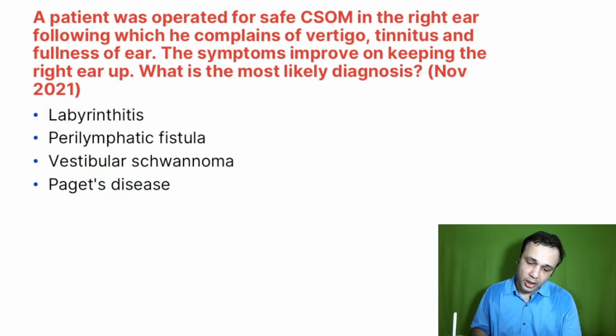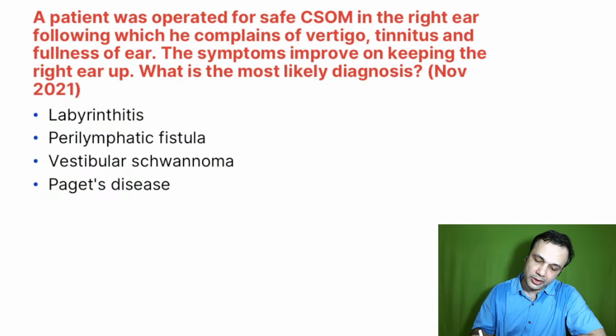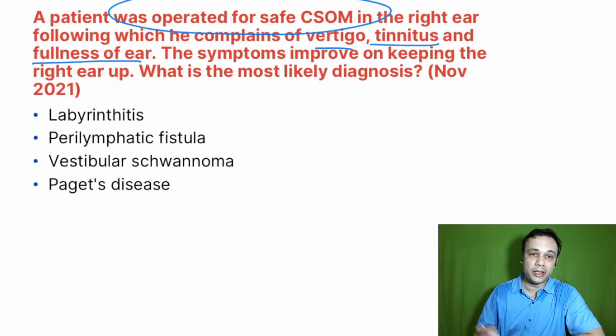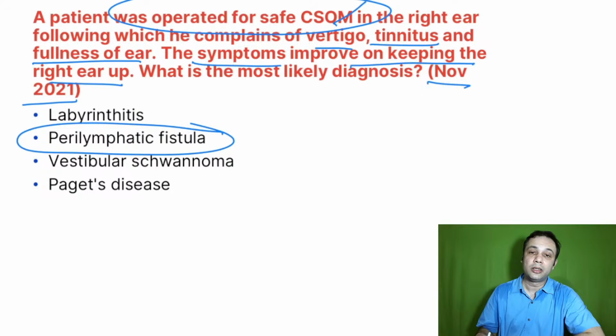Okay, a patient was operated for safe chronic suppurative otitis media in the right ear, following which he complains of vertigo, tinnitus and fullness of the ear. You will see surgically operated, so straight away the diagnosis goes in favor of a perilymphatic fistula. This was asked way back in November 2021, right? So the patient who has been operated for safe CSOM, you see the symptoms improve on keeping the right ear up. So there is a sort of a relieving factor.